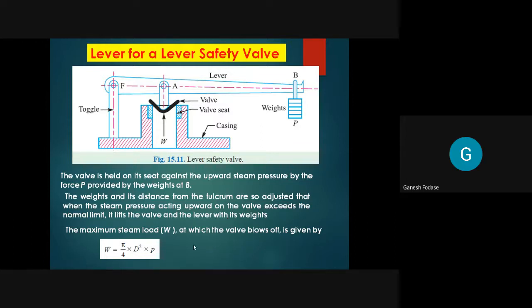Hello. It is pressure into area, yes, sir? Yes or no? Yes. Okay. If I am finding pressure, then it is load upon area. But here we are finding W, so it is pressure into area.